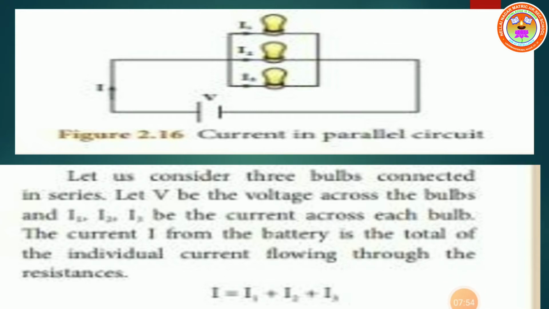Let us consider three bulbs connected in parallel. Let V be the voltage across the bulbs and I1, I2, I3 be the current through each bulb. The current I from the battery is the total of the individual currents. So, I is equal to I1 plus I2 plus I3. So, the current I from the battery is the total of the individual currents flowing through the resistors.